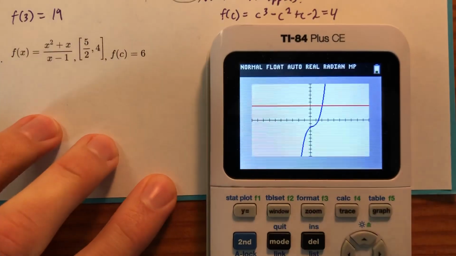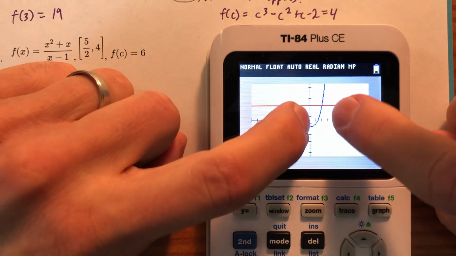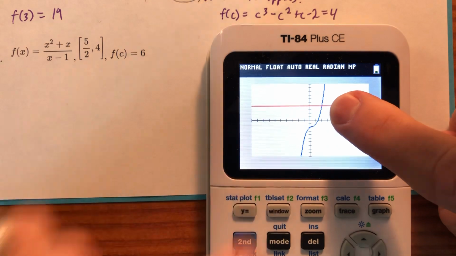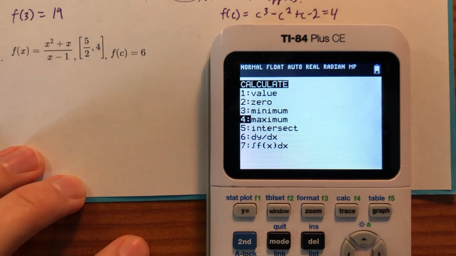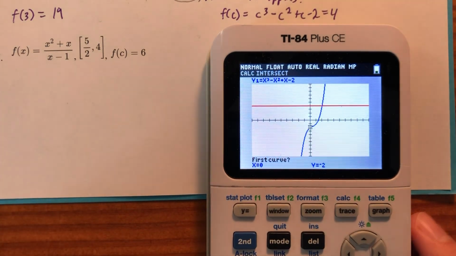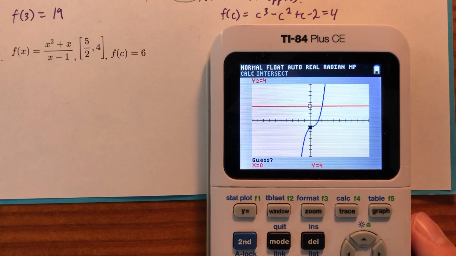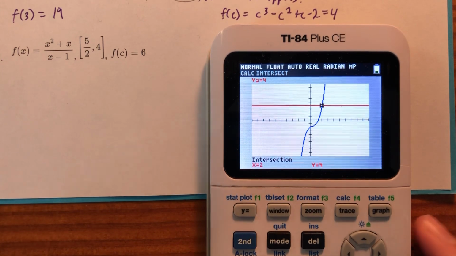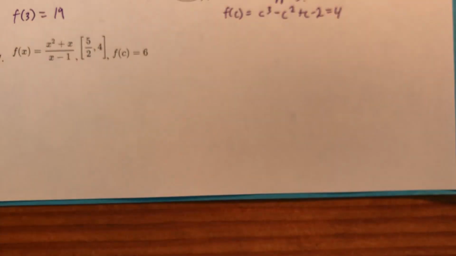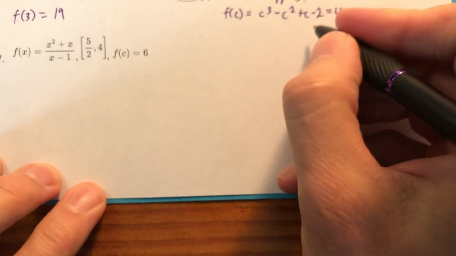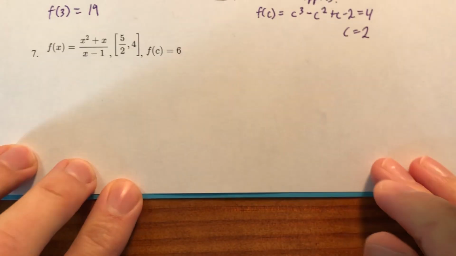And we are looking for where it falls in this interval from 0 to 3, and that's the only one in this case. But we will find that point of intersection. First curve, enter. Second curve, enter. Guess, just enter. And the answer is just 2. So, C equals 2.